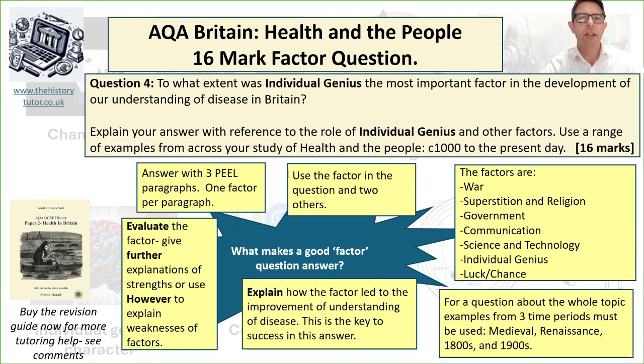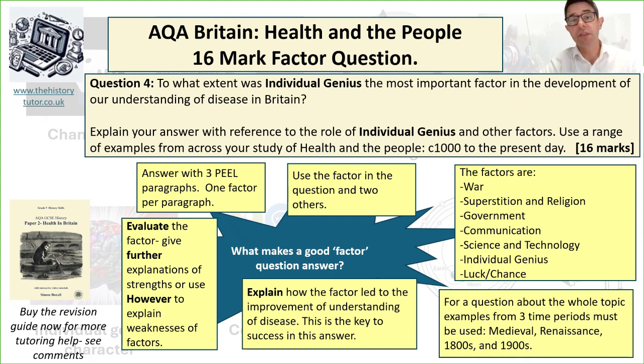Most questions over the last few years have required 3 time periods. 1 or 2 have required 2 time periods, but you won't know when you're doing your exam, so try and cover 3 time periods. Then you need to make sure, after you've given your examples from those time periods, you explain how this has led to an increased understanding of disease. So what has been the impact?